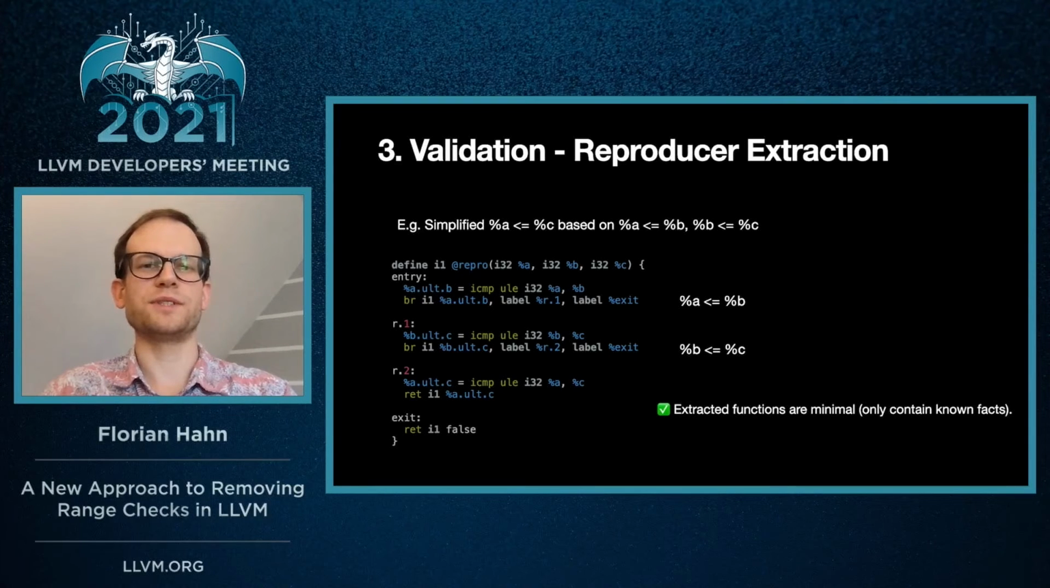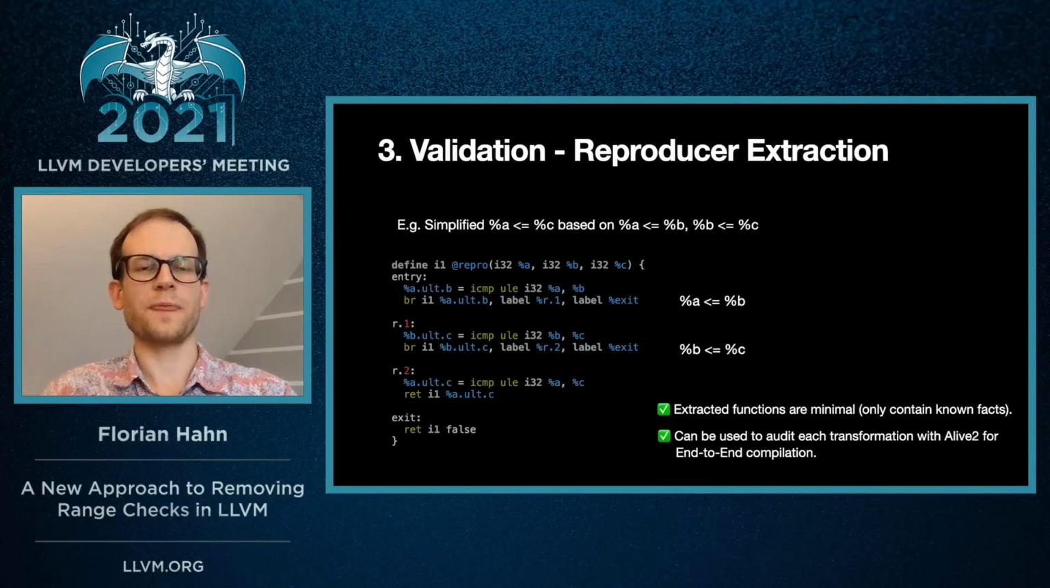Those extracted reproducers are minimal in that they only contain the relevant instructions and facts we used for reasoning, and no other instructions like unrelated function calls or unrelated memory operations that may increase the complexity of the verification. And this now can be used to audit each transformation using LLVM for an end-to-end compilation, because we can translate a large-scale C++ project and extract the reproducers for each range check transformation, which then can be verified later.